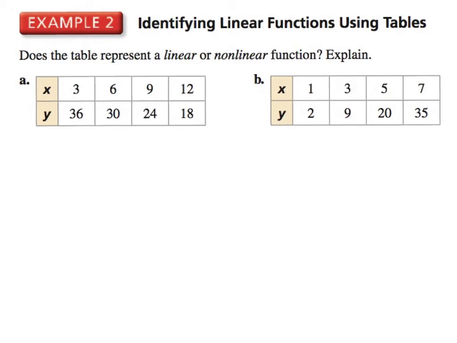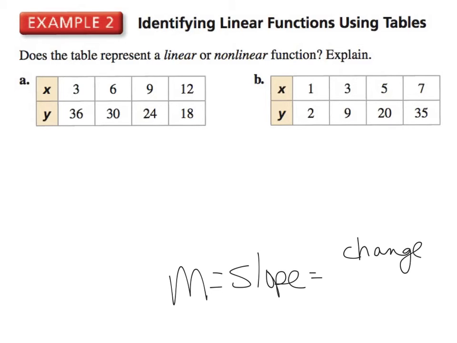Now in example 2, we could graph these ordered pairs. If we don't, then we have to look at the tables. Here's what we need to know. I can't express how important it is that you remember this. M, which is the constant rate of change, is your slope. Remember, slope is your change in y divided by your change in x.